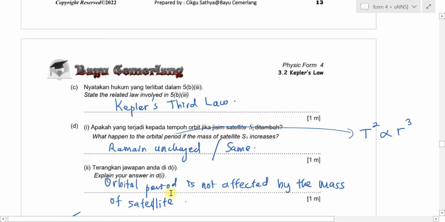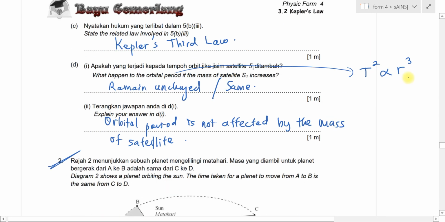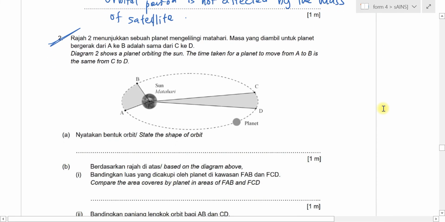Or you can say orbital period is only affected by the orbital radius, not the mass. Okay? Right. Question 2. What is the shape of the orbit? Elliptical. Ellipse. Ellipse is the shape. If elliptical, it means shaped like an ellipse. Can lah, I accept. Elliptical. If you are only asked for the shape, it is better to answer ellipse.